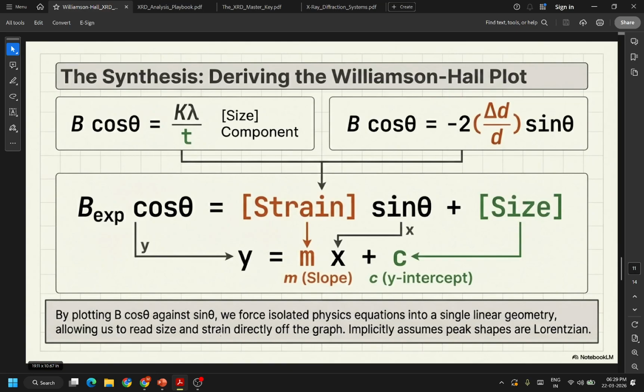So by plotting B cos theta against sine theta, we force isolated physics equations into a single linear geometry. This allows us to read size and strain directly off the graph. But if you see, we just added the two components linearly. We didn't square or anything. So this implicitly assumes that peak shapes are Lorentzian. So we are assuming that these are Lorentzian peaks. That is why we have just added the components.